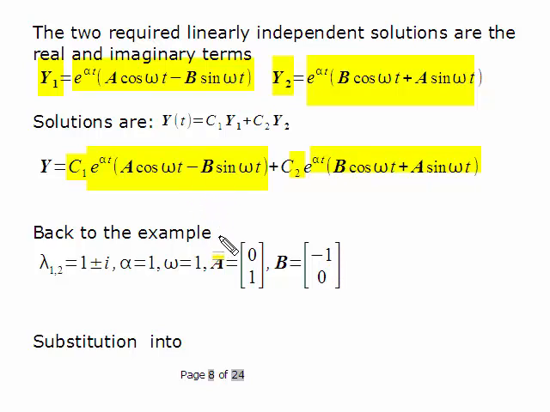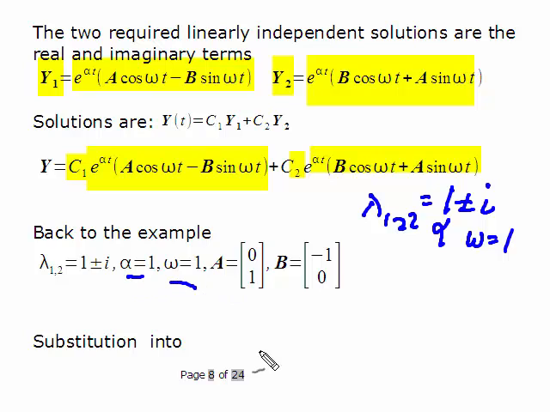So we had that initial example when I started this lecture, and we found that the eigenvalues were 1 plus and minus i. So that means this is alpha, and that means omega is 1. Okay, and then the A, and here's B, and that's because of V1. V1 was minus i, and 1 was the eigenvector.